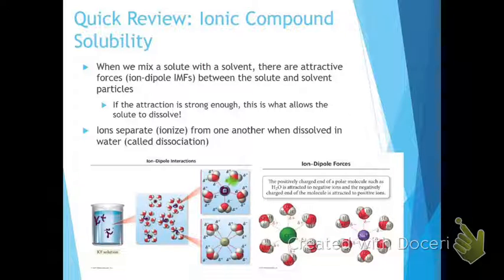Remember, water is a polar substance. It has a dipole, meaning that it has a partially positive end where our hydrogens are and our partially negative end where our oxygens are. So we can see around our positive potassium ion here, it's all the negative ends of water that are surrounding it. That's the ion-dipole attraction. So the attraction between the ion of our ionic compound and the dipole of water.